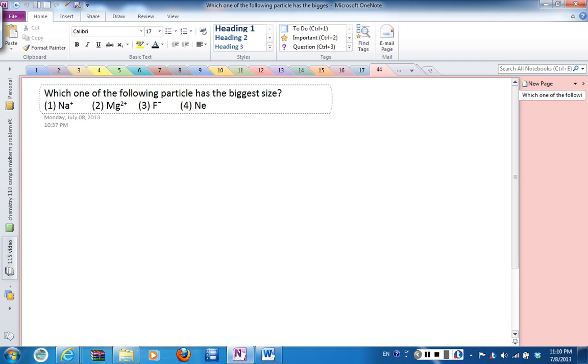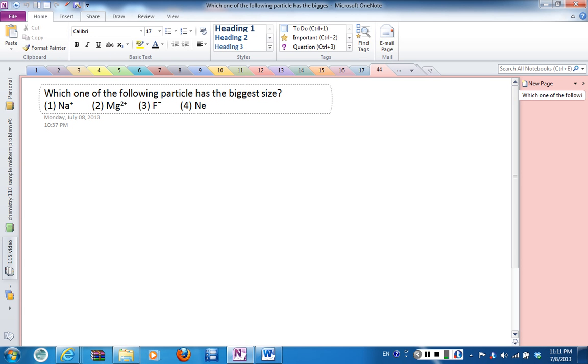ion size here. Now, if this is atomic size, if all four particles are atoms, it's pretty easy for us to follow the periodical property of atomic size and say, since sodium is on the left side of the periodic table and of all four of them on the lower level, the sodium would be having the biggest size. That's what periodicity says. But we're not dealing with neutral atoms. We're dealing with ions. And that makes things a little bit more complicated.